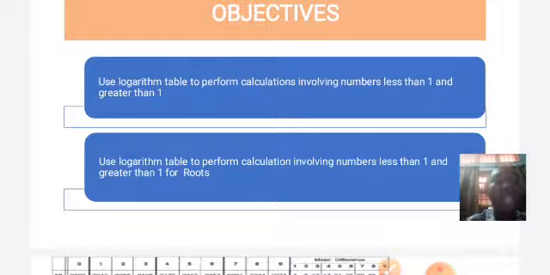By the end of this class, the viewers at home should be able to use the logarithm table to perform calculations involving numbers less than 1 and greater than 1. Two, use the logarithm table to perform calculations involving numbers that are lesser than 1 as well as those numbers that are greater than 1 for roots.